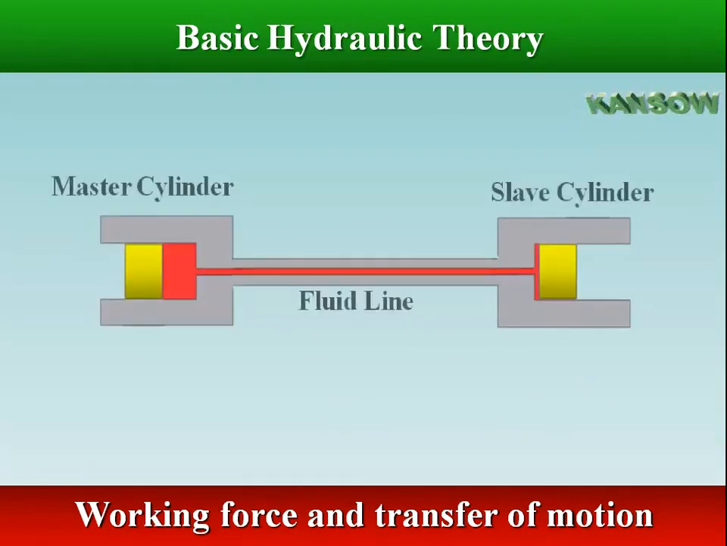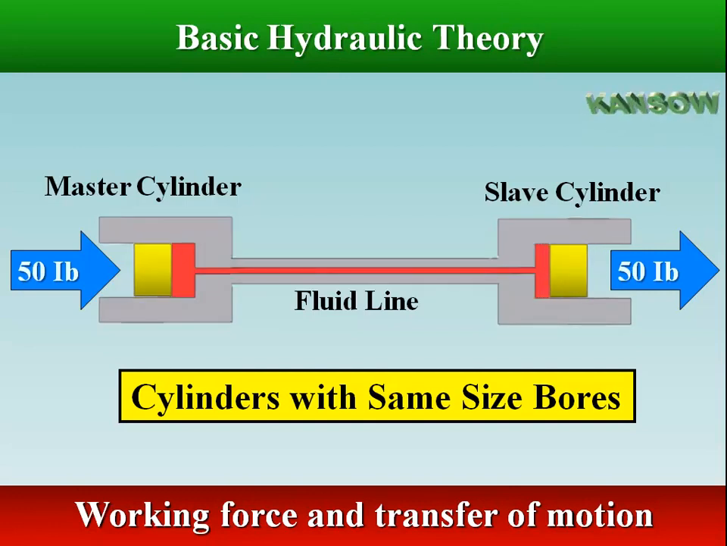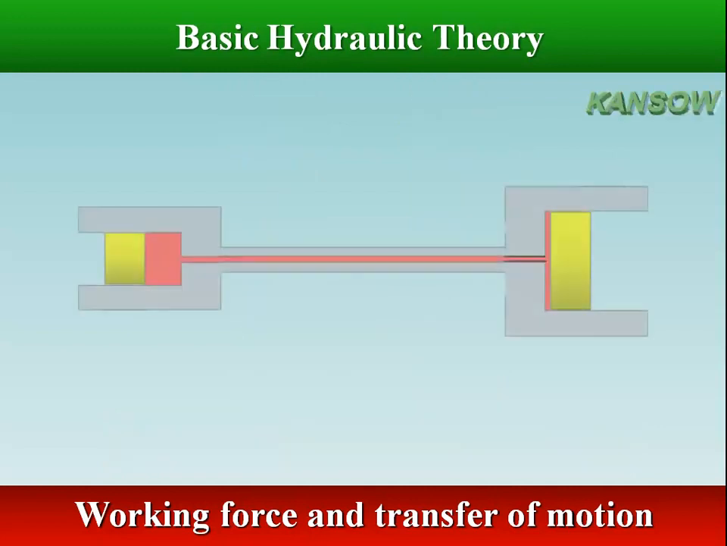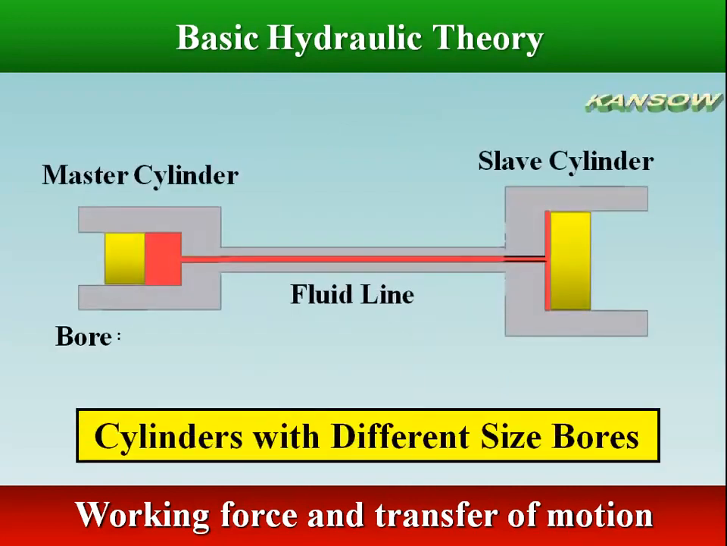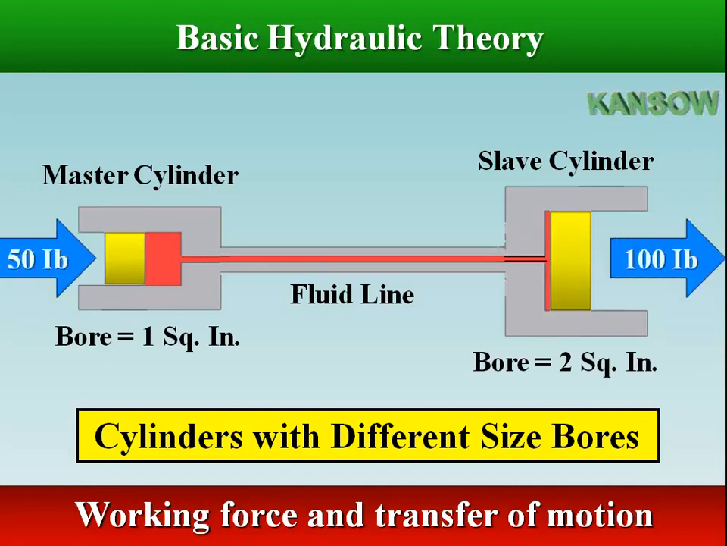With cylinders of the same size, when force is applied to the master piston, the slave piston will move the same amount with the same force. By using cylinders of different sizes, forces can be increased or reduced. If the smaller piston is moved, the larger piston will move with more force, but it will move a shorter distance.